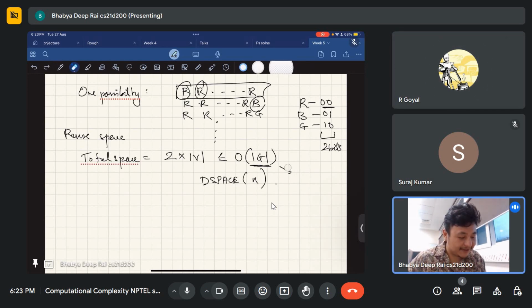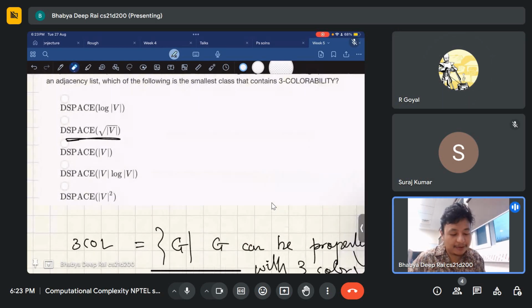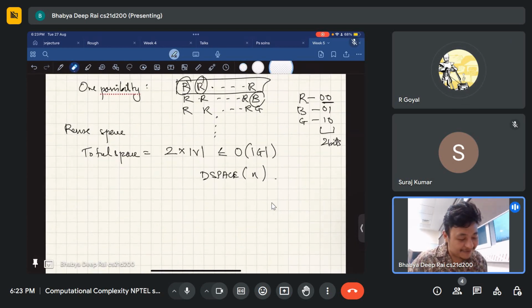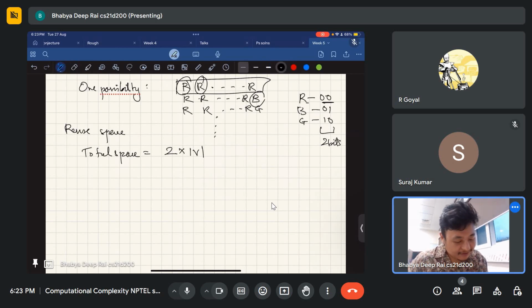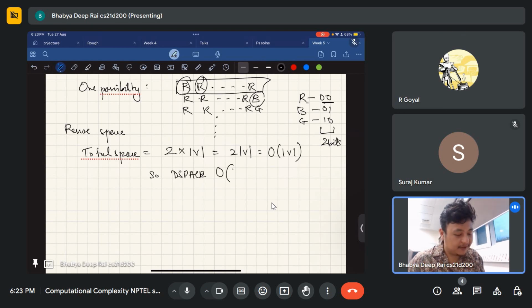So the input size is nothing but n. So the space takes... what is this n here? n is the input size. Sorry, the question is given in terms of v, not in terms of the actual input size. Sorry for the confusion. So the space is 2v, which is order v. So the space is order v. Order is already understood.